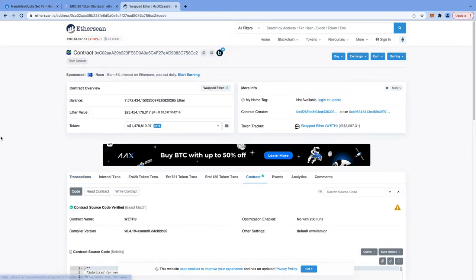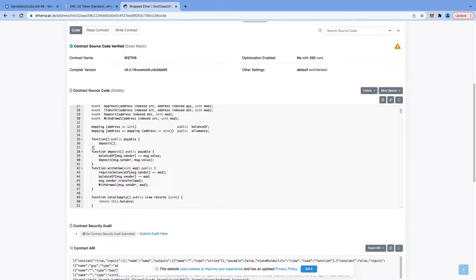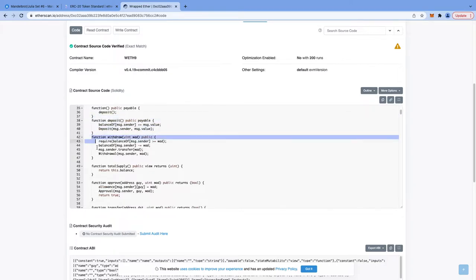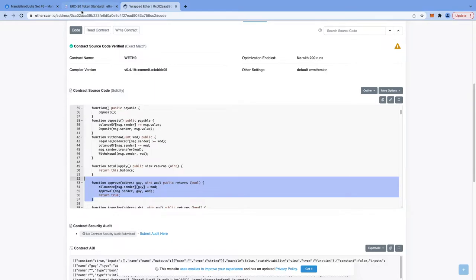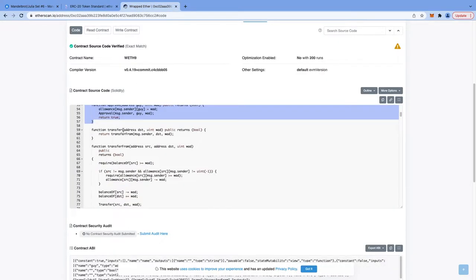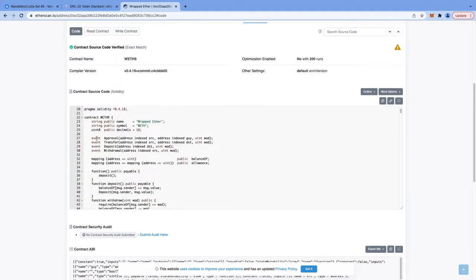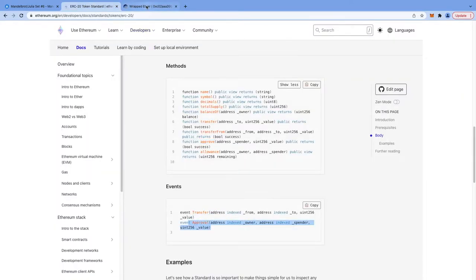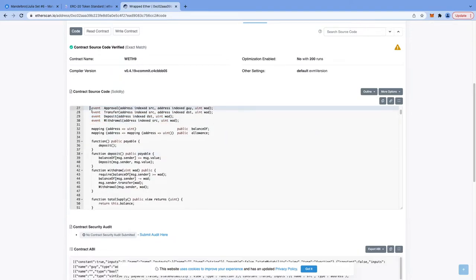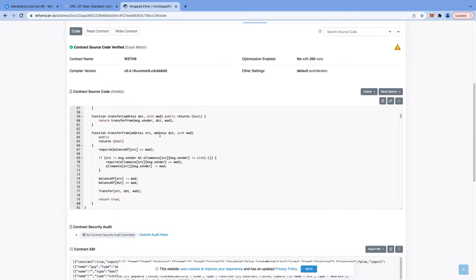Let's click on contract, and this is the code, and you can see it implements deposit, withdraw, total supply, approve. Take a look, total supply, approve, and then transfer, transfer from. Take a look, transfer and transfer from. You can also see the events: approval event, transfer event, deposit event, withdrawal event. So it also implements some other extra functions, parameters, etc. However, this follows the norms of the ERC20 token standard.